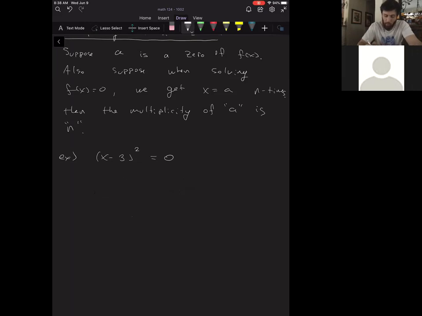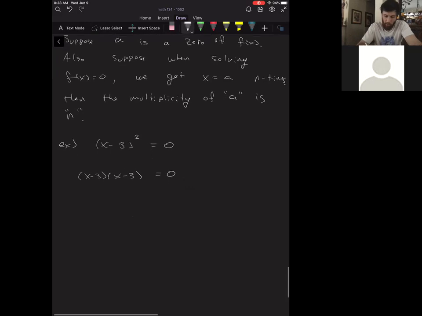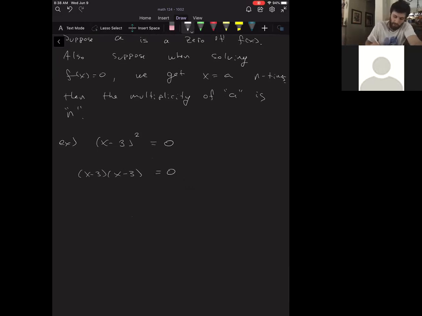In this situation, we have x minus 3 squared is equal to 0. Another way of writing that is x minus 3 times x minus 3 is equal to 0. So we have two pieces multiplied together equal to 0, and what we always do in this situation is set each of those pieces equal to 0. So we get x minus 3 is equal to 0, and x minus 3 is equal to 0. Over here, we get x is equal to 3, and over here, we also get x is equal to 3. So we see that 3 is a zero.